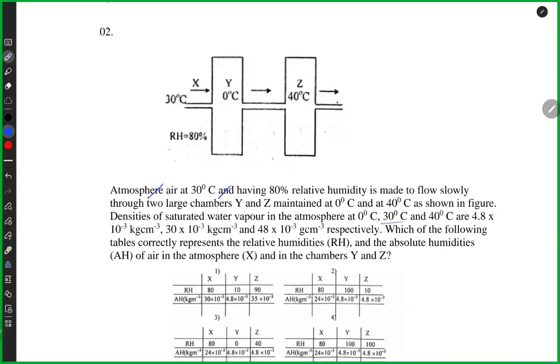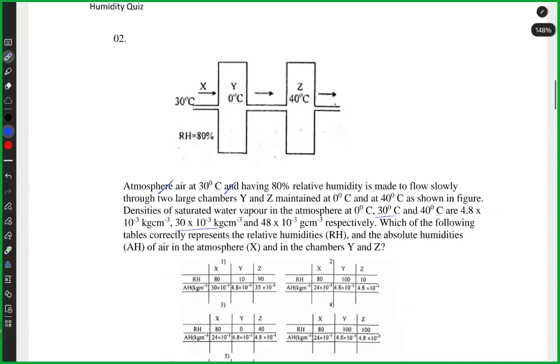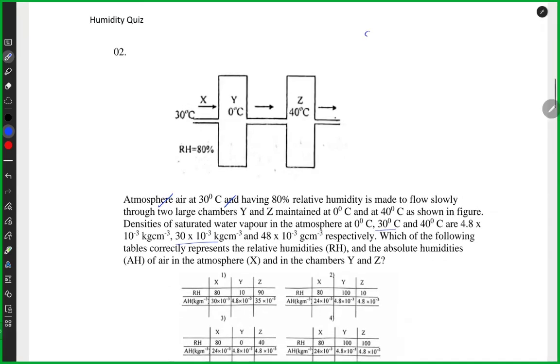So at 30 degrees Celsius, the saturated water vapor density is given to be 30 times 10 minus 3, right? Now, if the relative humidity is 80%, then you can find out the absolute humidity, right? Density available divided by density to saturate, multiplied by 100%, is equal to the relative humidity. The density of water vapor available is the absolute humidity.